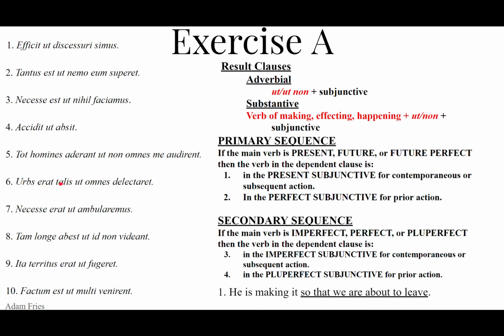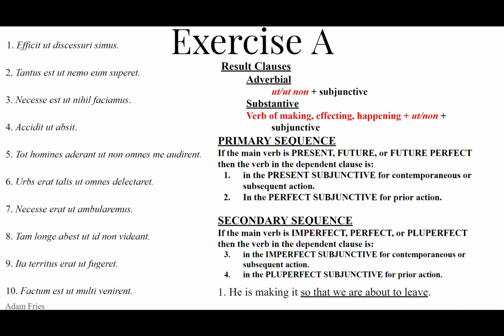It was such a kind of city that omnes delectaret, that it pleased everyone. The city was the sort of city that pleased everyone. The sort of city to please all. It was the sort of city, and the result of it being that sort of city, talis, is that it, delectare, pleased omnes, everyone. Omnes being the accusative direct object of delectare. We are in secondary sequence because erat is a past tense imperfect, so we have the imperfect subjunctive. This is an adverbial result clause.